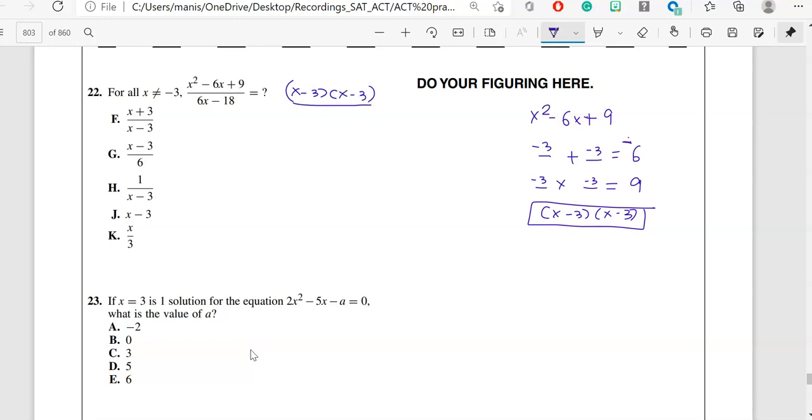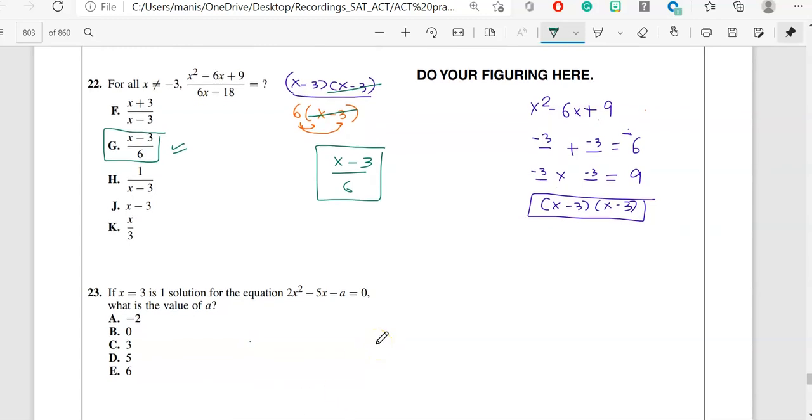Now what about the denominator? I can see in the denominator I have 6x minus 18. If I take 6 common, my denominator will look like this: 6 times x is 6x, minus sign, 6 times 3 is 18, if I do the reverse process. Now I can cancel x minus 3 with x minus 3. That was the main purpose of doing all this simplification. I am left with x minus 3 over 6. So this is my answer choice G. This is the correct answer for question number 22.